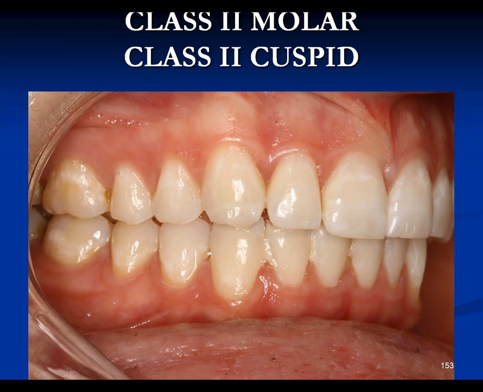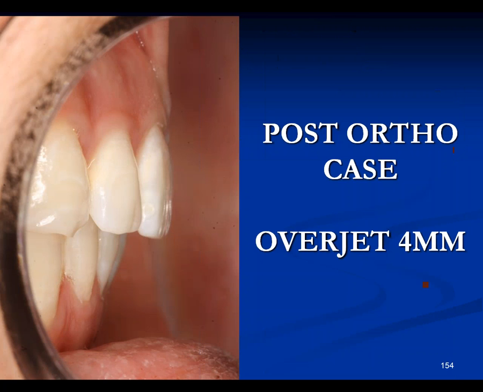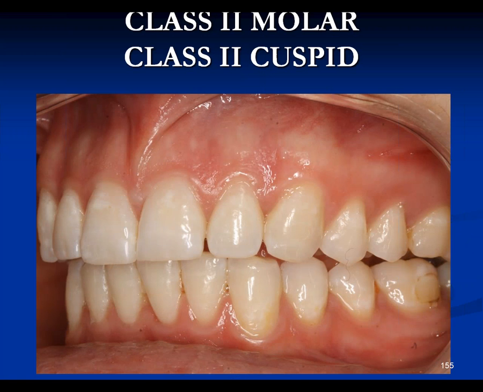Somebody treated her, and she finished with a class 2 molar and a class 2 cuspid, okay? You're not supposed to finish with that. You're supposed to finish class 1. And she's got an overjet of 4. So her jaw's gone back. Now, I don't know whether she was treated with class 2 elastics and she relapsed or what, but there she is. And there she is on that side, class 2 molar, class 2 cuspid.